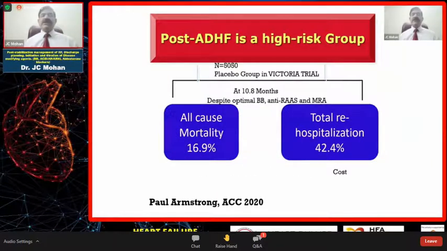A similar kind of data is available from the Western world, and this is looking at the VICTORIA trial, where, of course, the trial essentially was of post-ADHF, high-risk individuals, and vericiguat was used. What is important is that at 10 months in these 5,000 patients, all-cause mortality was 17%, and total rehospitalization was 43% at 10 months, clearly indicating that the stabilized HFrEF patient is actually a high risk phenotype.